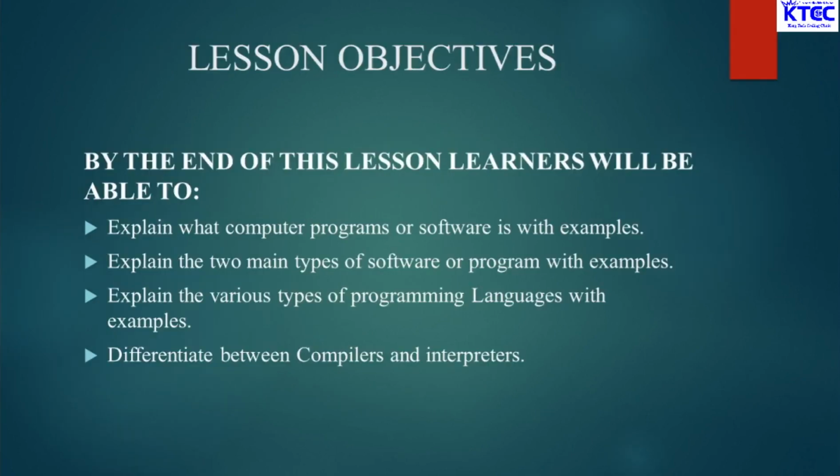So let's look at the objectives of our lesson. By the end of this lesson, learners will be able to, one, explain what computer programs or software is with examples. Two, explain the two main types of software or program with examples. Three, explain the various types of programming languages with examples. And four, differentiate between compilers and interpreters.